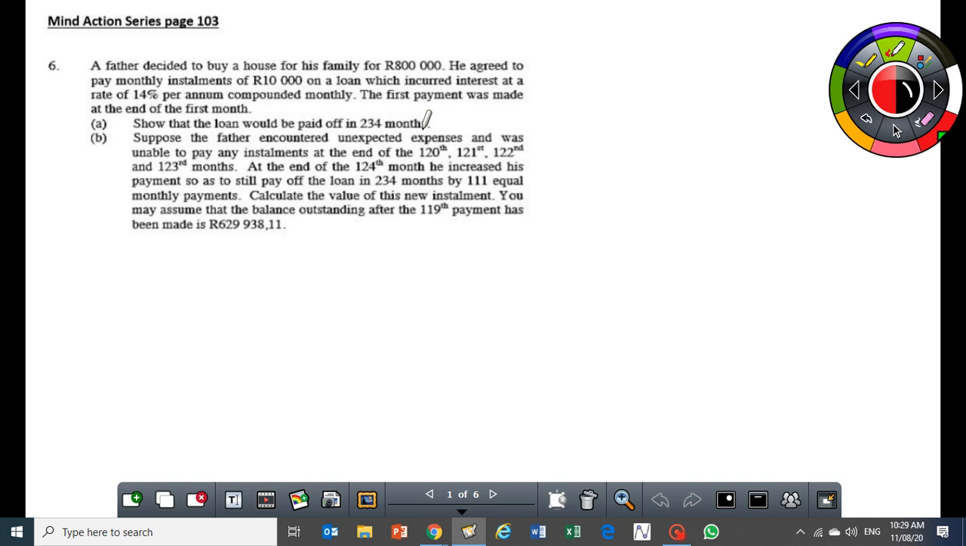He encountered unexpected expenses and was unable to pay installments at the end of the 120th, 121st, 122nd, and 123rd month. At the end of the 124th month, he increased his payment so as to still pay off the loan in 234 months by 111 equal monthly payments. Calculate the value of this new installment. We may assume that the balance outstanding after the 119th payment has been made is 629,938.11 cents.